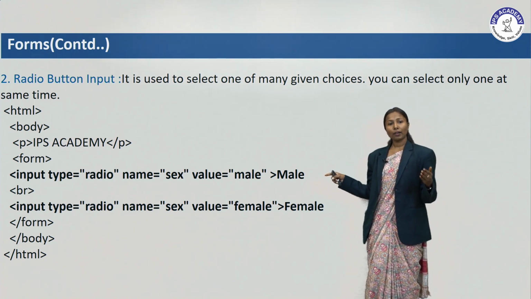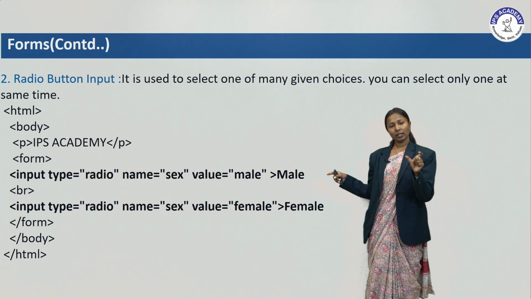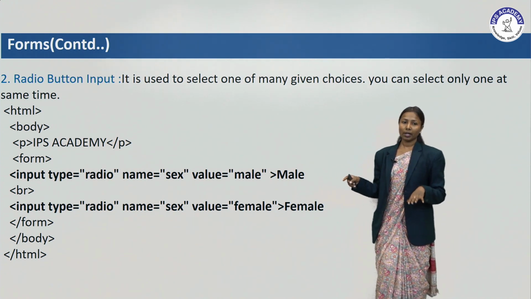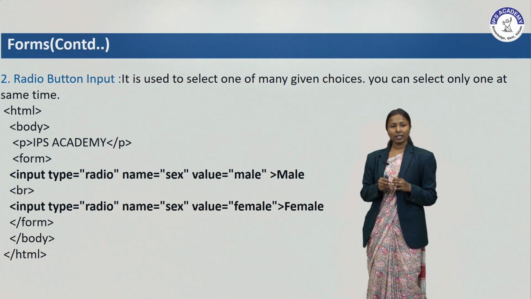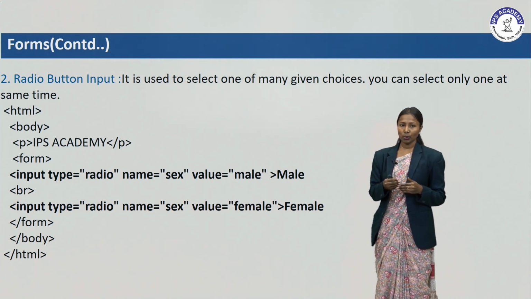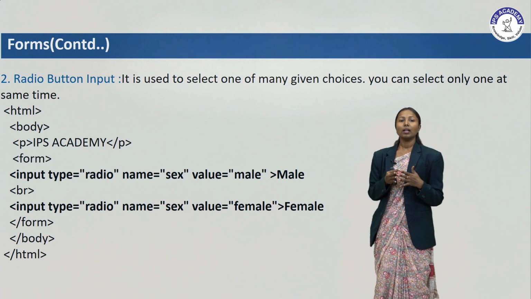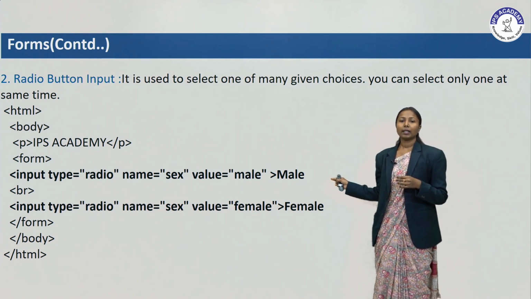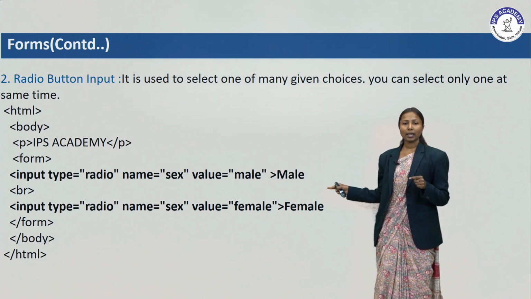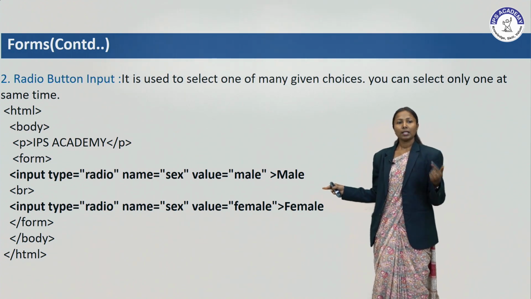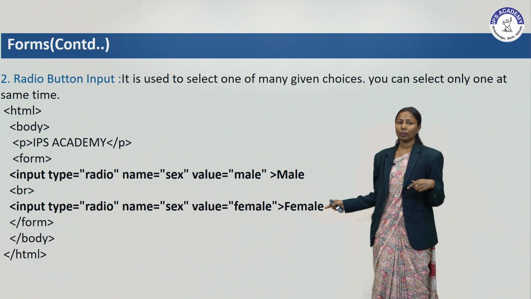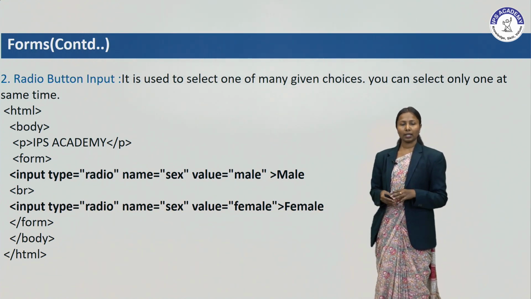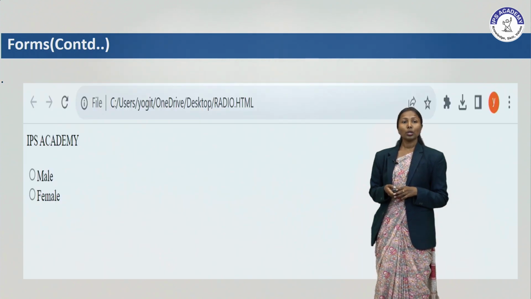If I want to create a text field then I use input type is equal to text, but here I want a radio button, so that's why I am writing input type is equal to radio, name is equal to sex, and value is equal to male, and after that I am writing male, and then I am using the br tag. The br tag is used for breaking the line, and the same I am using for female, and after that I am closing the form tag, body tag and html tag. So this program will show you this output.